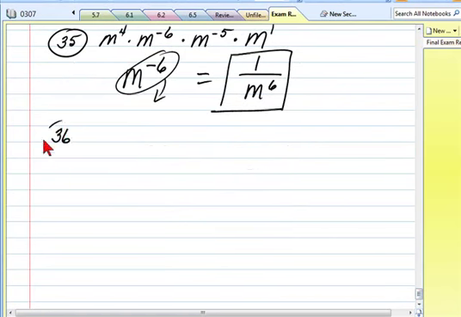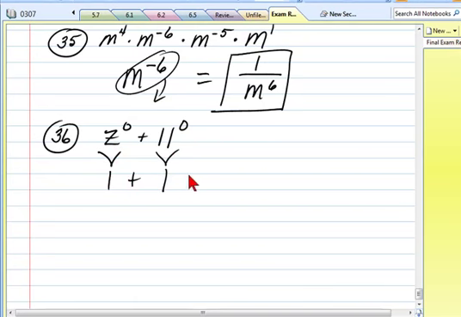36. I have z to the 0 plus 11 to the 0. What? Yes. Z to the 0 is 1. 11 to the 0 is 1. And 1 plus 1 is 2. There really should be a little statement that says as long as z is not 0, because you're not supposed to ever raise 0 to the 0 power. But I bet none of us worried about that.